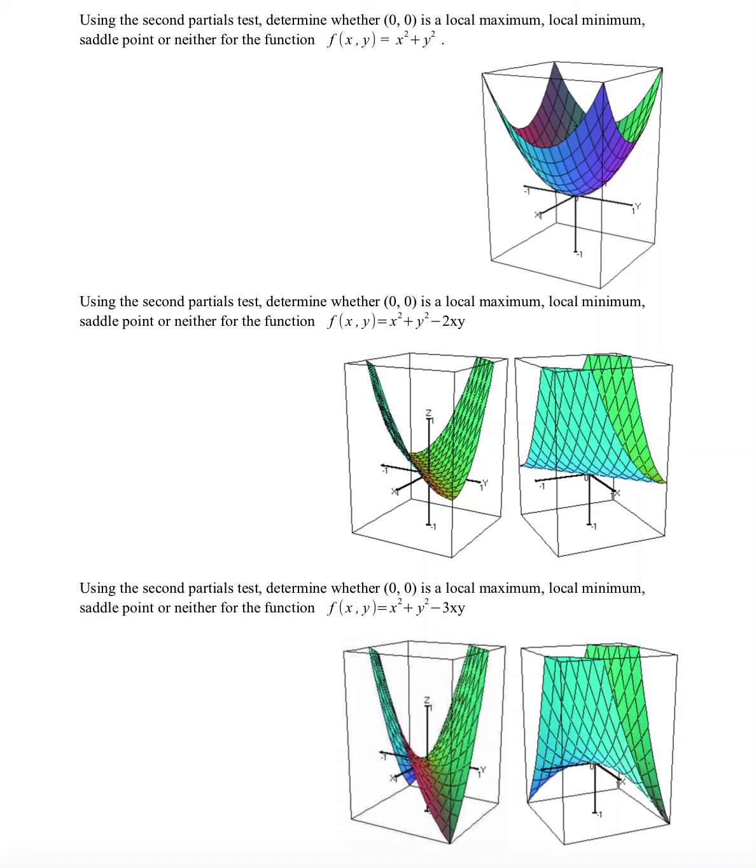Use the second partials test to determine whether the following have a local max, min, saddle point, or neither. First, I'll find the partial derivatives of this function. Next, I'm going to find the second partials that are needed for the formula.